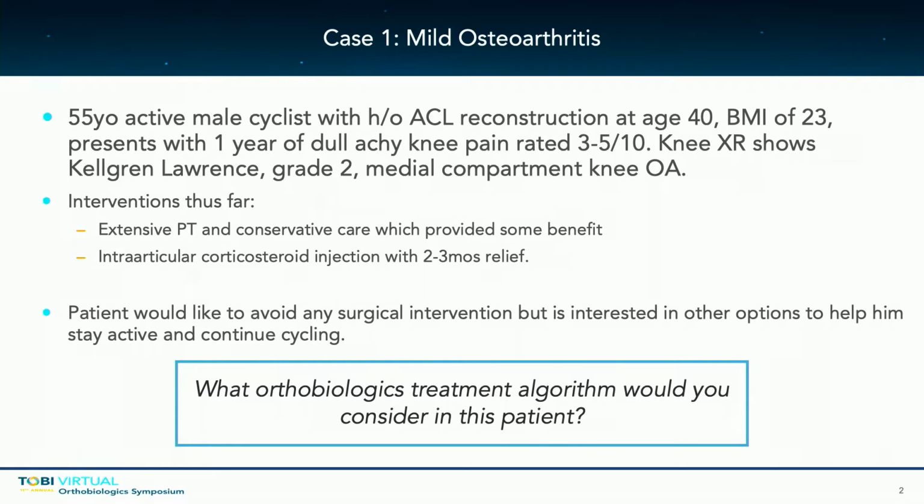Maybe he needs to get his toe clips fixed. Maybe he needs a quarter floor. As far as my orthobiologic approach to him, I'm going to start off with what is the most cost effective for him. And for me, that's low white count PRP.